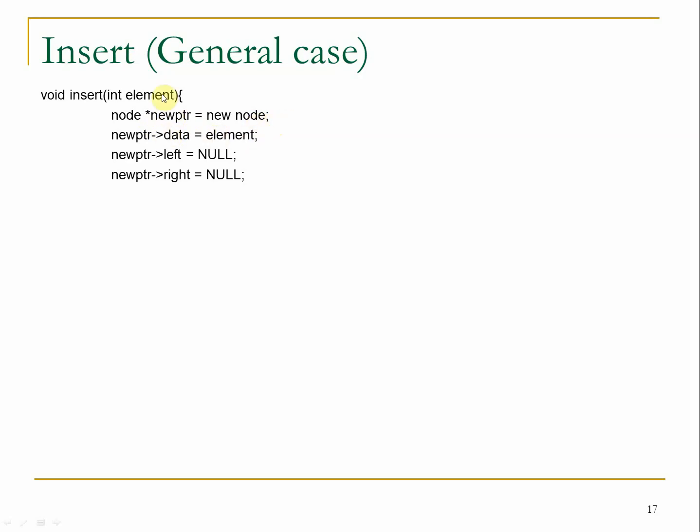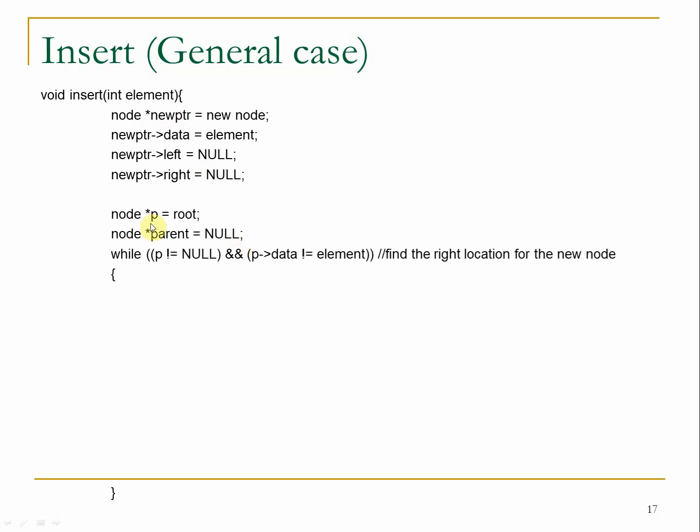Then we put the element into the data part, and we put both the left and the right subtree as null, indicating that there is no left and no right. When you try to insert a new node, obviously this node is going to be a leaf node, so we naturally put the left subtree to null and the right subtree to null. So that's the preparation work. We create a spot, then we try to look for the right location for us to insert.